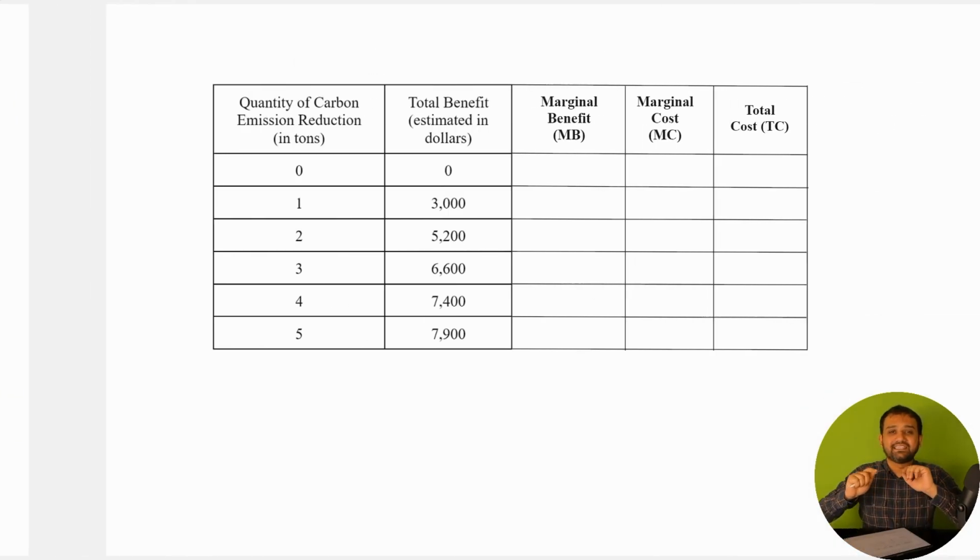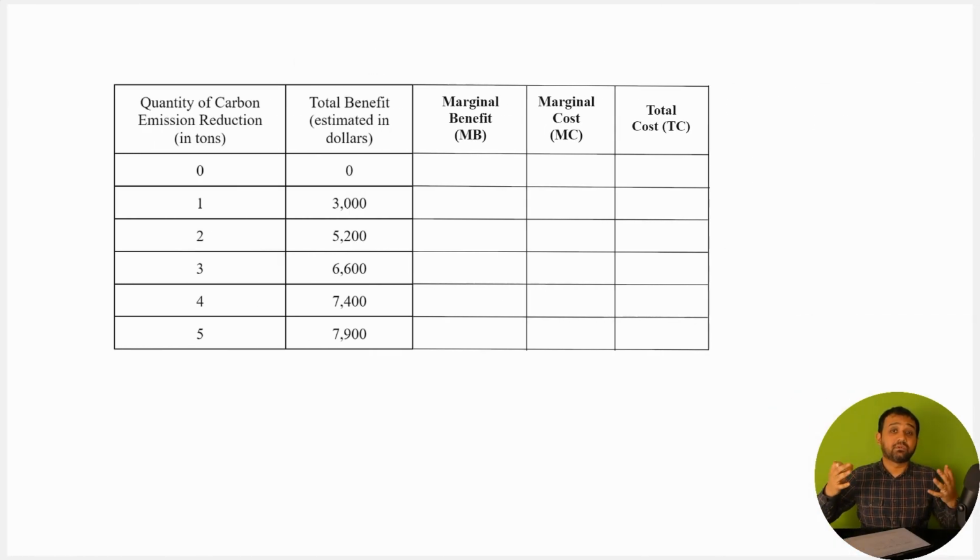So let's try to find the marginal benefit and marginal cost first, and then see what this means. So first off, the marginal cost. It's straightforward. For every unit of carbon emission reduced, it is $1,000 each.